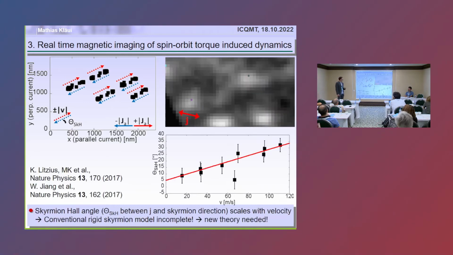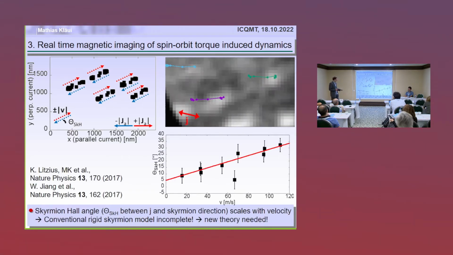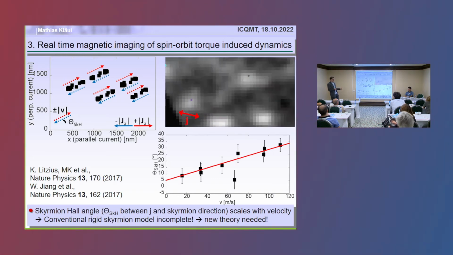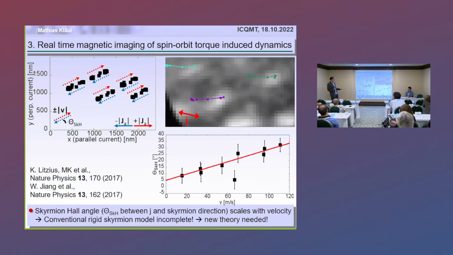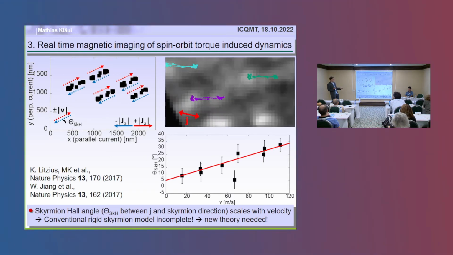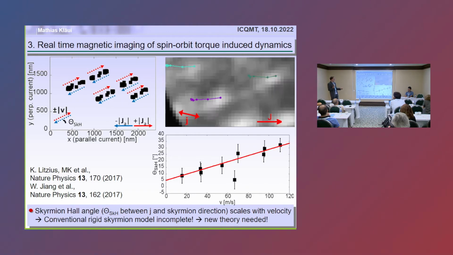And that was investigated by the group of Axel Hoffmann and us at the same time. We found that the skyrmion Hall angle, in contrast to theory, actually has a dependence on the velocity. Theory predicts it should just be flat, just depending on the size. But here it seems to change with the velocity.